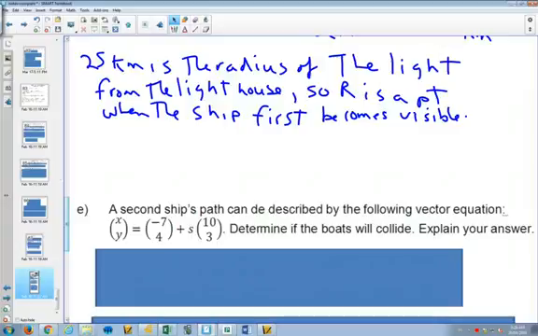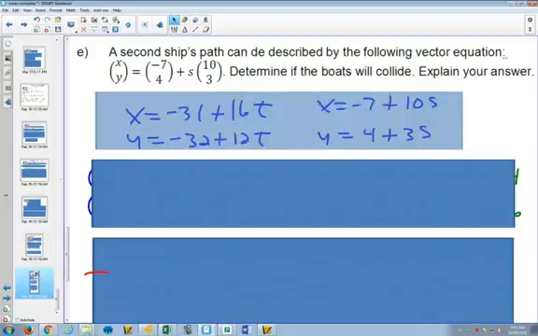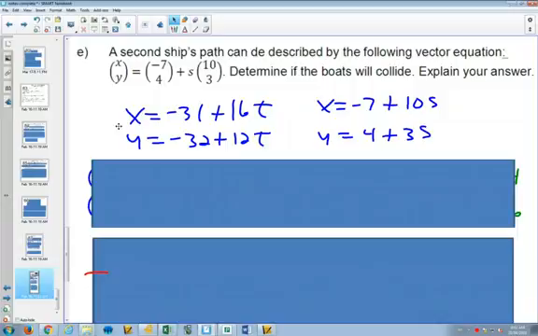Not sure if you've noticed a pattern in the notes at all, but there's another ship on another path. Will they collide? So here we got our two equations. We've got a different unit here for S. I think we'll solve it this way.